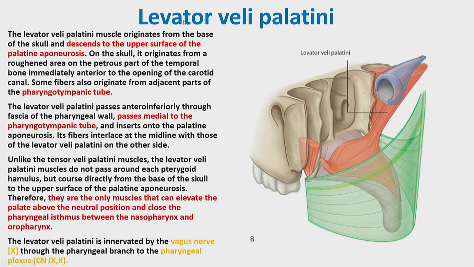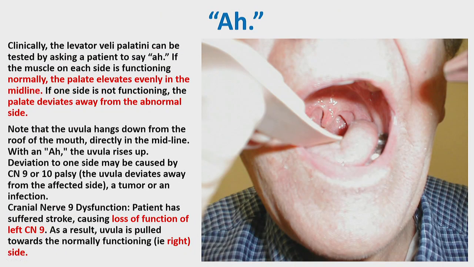Tensor veli palatini and levator veli palatini elevate the soft palate from its neutral position. In this case, they close the pharyngeal isthmus between the nasopharynx and oropharynx, and innervation, as we said, is by the pharyngeal plexus, which is here, I wrote it, the 9 and 10, but mainly it is the pharyngeal branch of the vagus nerve, which is cranial nerve number 10.